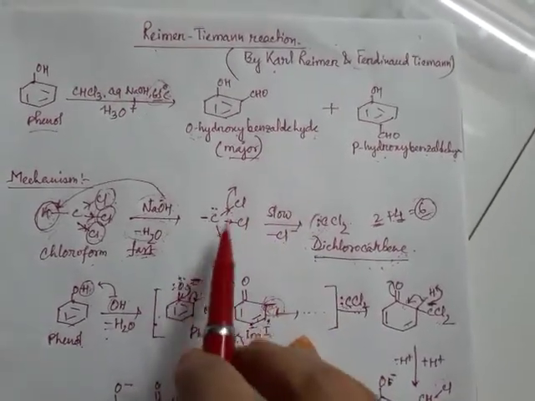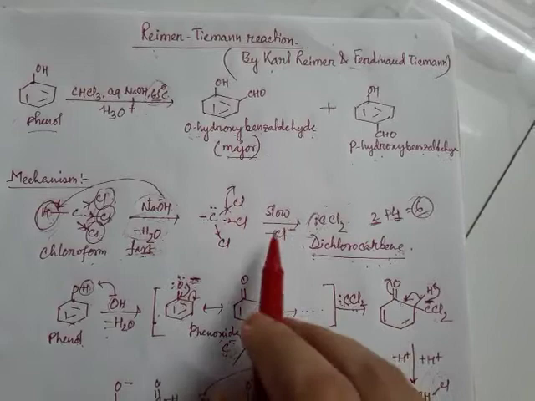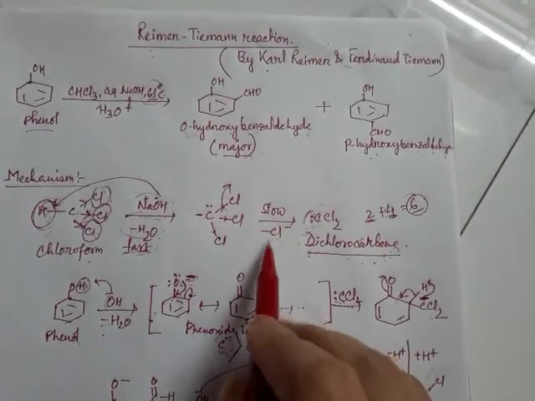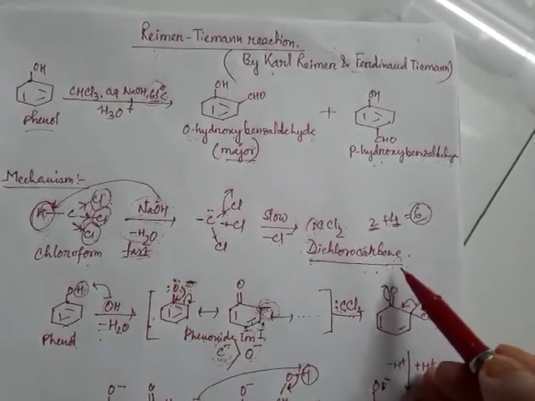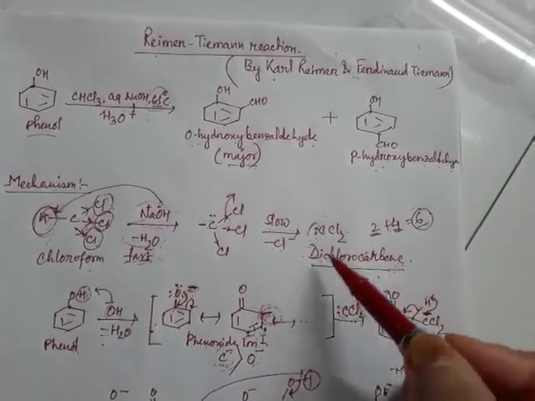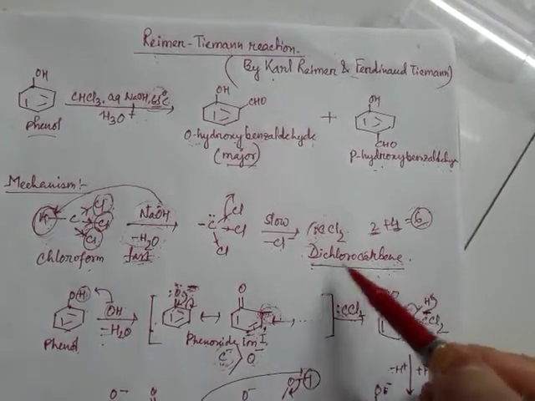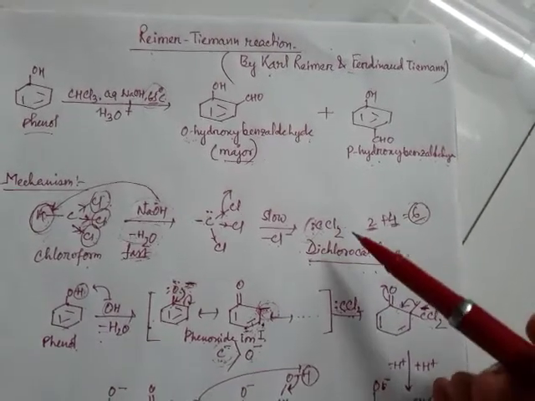As this is a charged species, this will tend to liberate a chloride ion, which is a slow process, and we have our dichlorocarbene as a reaction intermediate. So this dichlorocarbene is formed in situ, that means within the reaction conditions.